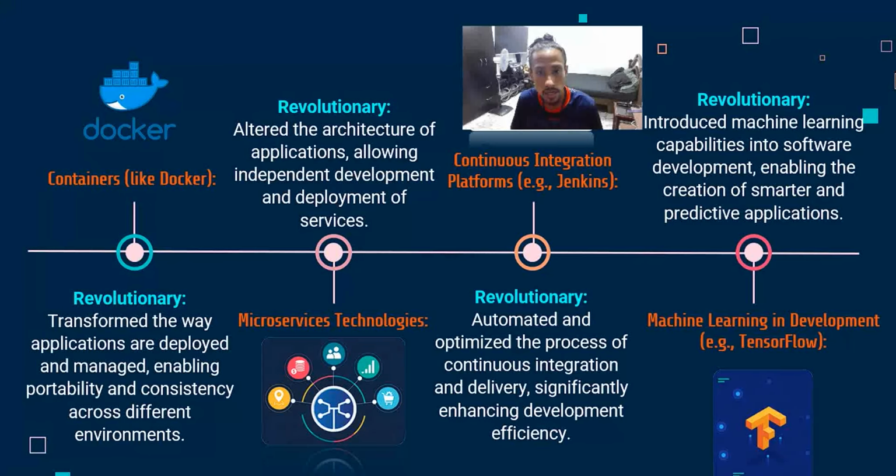of the services. We have continuous integration platforms like, for example, Jenkins, that automated and optimized the process of continuous integration and delivery. This was significantly enhancing development efficiency. And of course, we have machine learning development. This is some of the most modern, introducing machine learning capabilities into software development, enabling the creation of smarter and predictive applications.